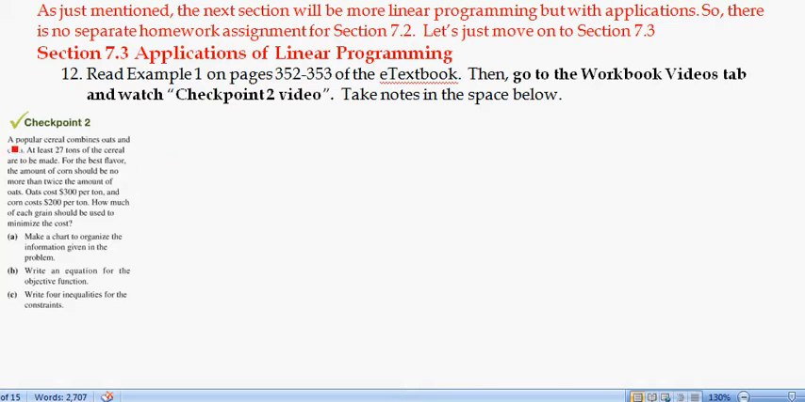Okay, so let's read checkpoint 2. A popular cereal combines oats and corn. So that's kind of jumping out as my variables right there. It tells us that at least 27 tons of cereal are to be made. So that is giving us a constraint: we need at least 27 tons total. And for the best flavor, the amount of corn should be no more than twice the amount of oats. So again, that looks like another constraint. Then oats cost $300 per ton, corn $200 per ton, and we want to minimize cost. So this money piece is going to be part of our objective function.